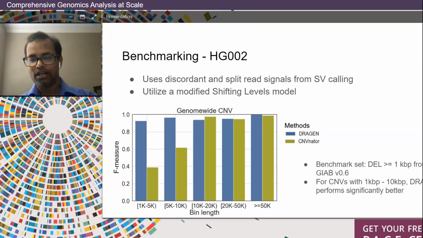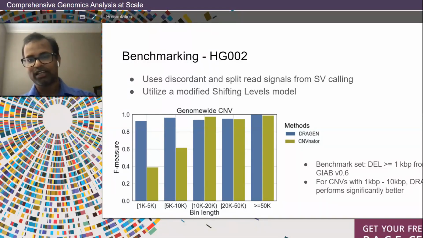And for the copy number variations, we don't have any benchmark set, but what we did was collect all the deletion variants greater than 1 kilobase pair from the Genome in a Bottle truth set for the SVs. Then we compared DRAGEN against CNVnator, another tool for calling copy numbers. And you could see for the 1 kilobase to 5 kilobase regions, DRAGEN performs much better than CNVnator.